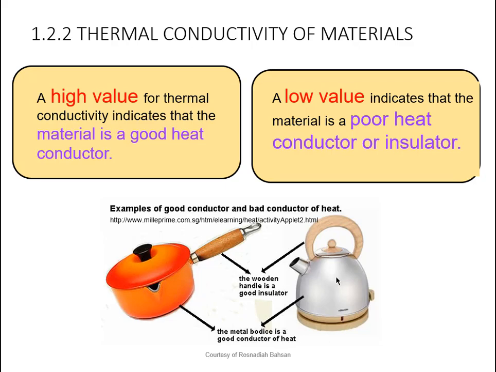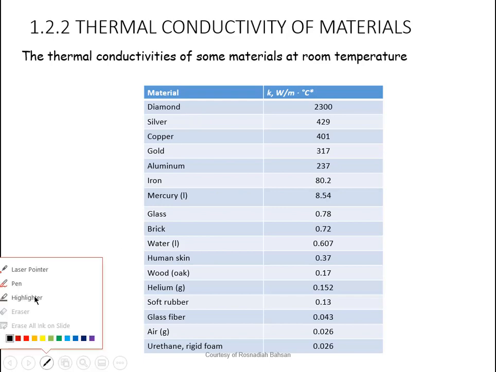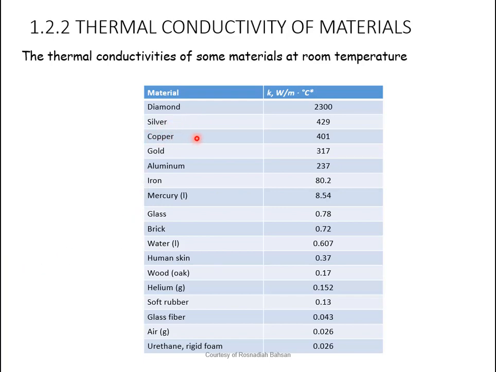So this is an example of a good conductor and a bad conductor. The wooden handle is a good insulator, meaning the value of k is very low. However, the metal body is a good conductor of heat. If we want it to heat up quickly, we must use a very high value of thermal conductivity k. Here are some examples of thermal conductivity of materials. Diamond is 2300 watt per meter degree C. This is common in your field: to flow electricity, we use copper.